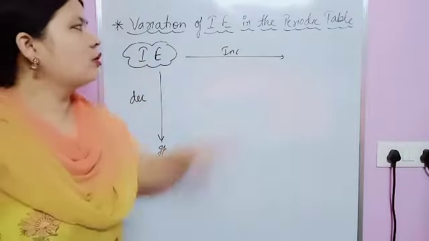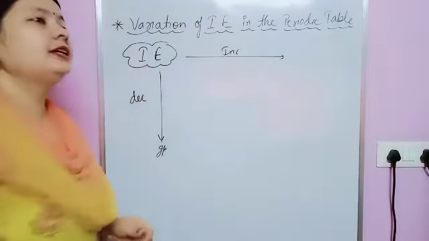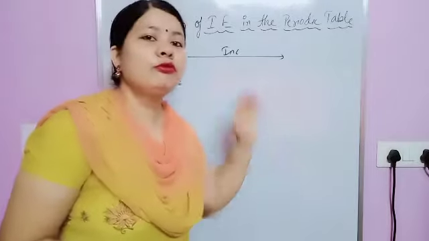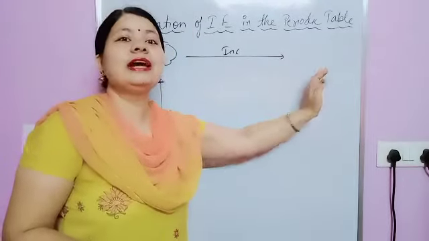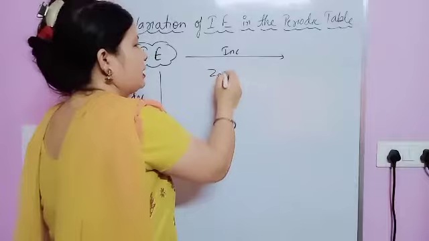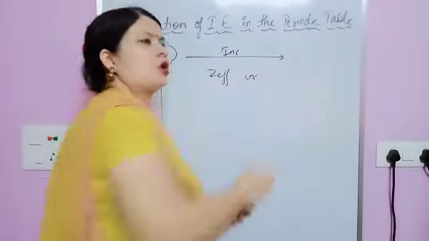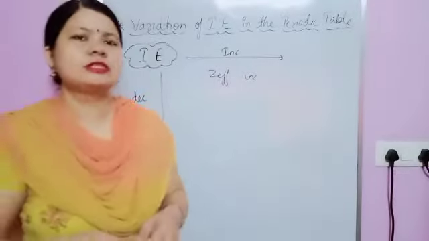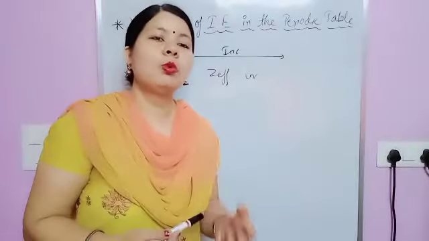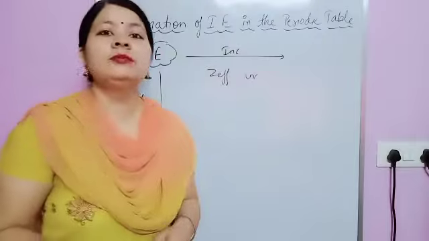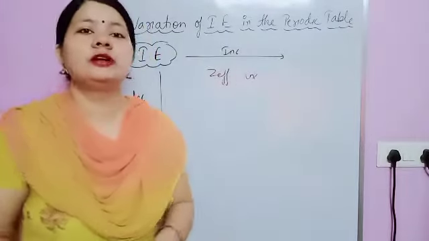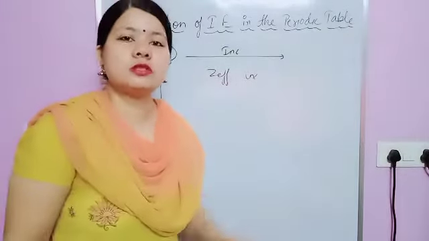Then across the period it increases. Why? As we move across the period, Z effective, the effective nuclear charge, increases, and because of that it pulls the electrons towards itself, meaning size becomes smaller and more energy is required to remove the electron. Hence ionization energy increases across the period.